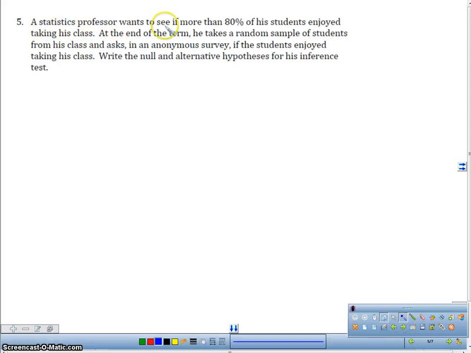A statistics professor wants to see if more than 80% of his students enjoy taking his class. At the end of the term, he takes, I wonder who that stats professor is, a random sample of students from his class and asks, in an anonymous survey of course, if the students enjoy taking his class. Let's write the null and alternative hypothesis. So the null hypothesis is that the proportion of the students in his class is equal to 0.80.